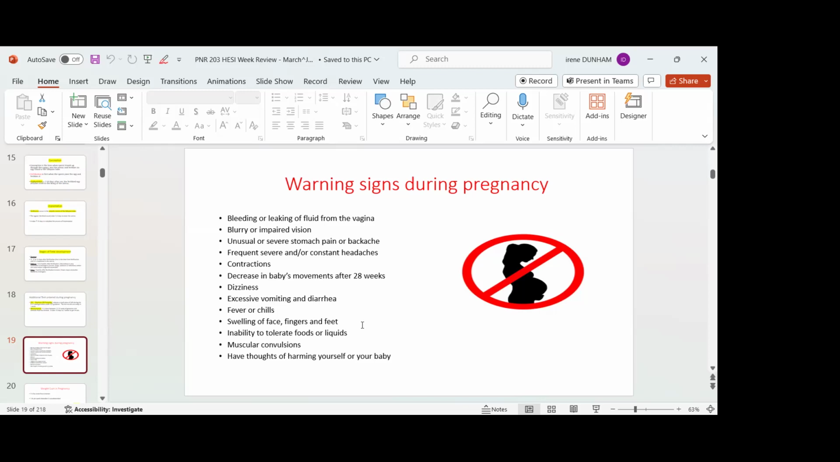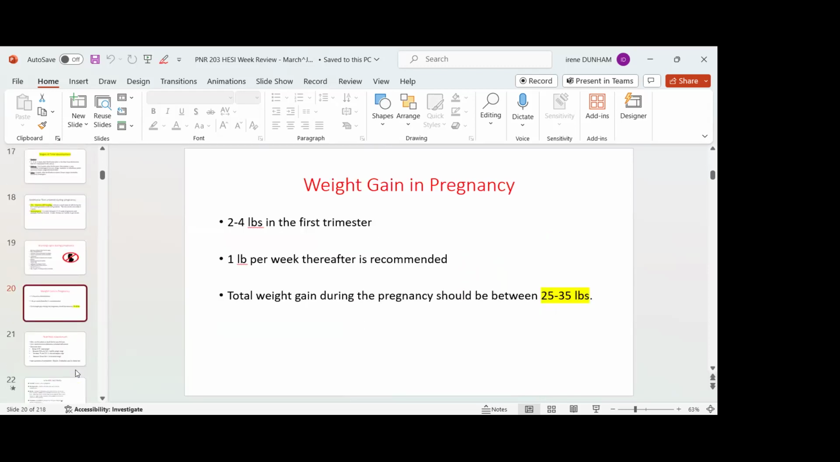And another bad warning sign during pregnancy would be what? Having thoughts of harming yourself or your baby. Yeah. Postpartum depression. And when you hear voices, what's that called? Psychosis. Yeah, postpartum psychosis. These are, again, warning signs during pregnancy that you're always on alert for. Okay. All right.